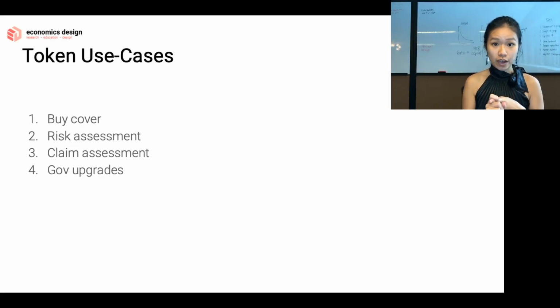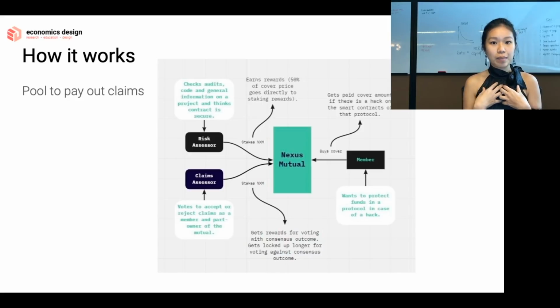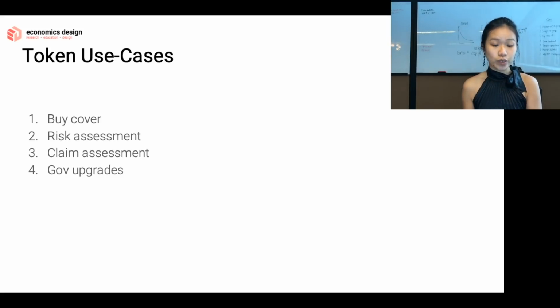The first one is to buy cover. So remember, as a member, I can purchase cover of the thing that I want to get insurance for. And I can purchase it using NXM tokens.